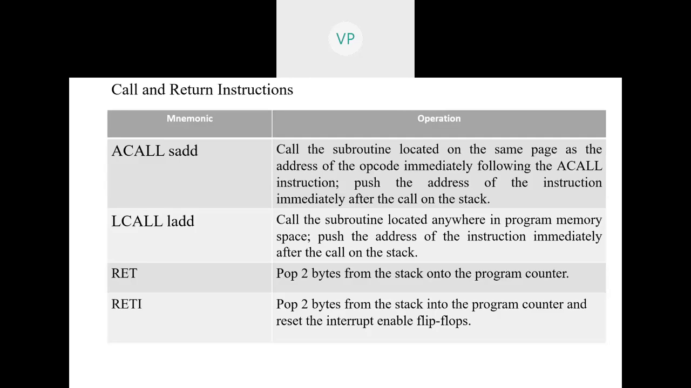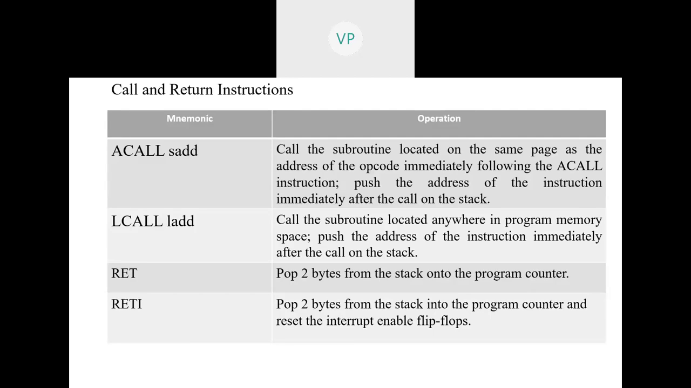Next, what we have is the return instruction. What this return instruction does is pop 2 bytes from the stack onto the program counter. This instruction will initiate the retrieving of the return address which was put onto the stack. Pop 2 bytes. Why 2 bytes? Because the program counter is 16 bits. In the first pop, it will get the higher order byte of the address. The next pop gets the lower order byte, and that 16 bits will point to the address of the instruction to be executed in the original program.